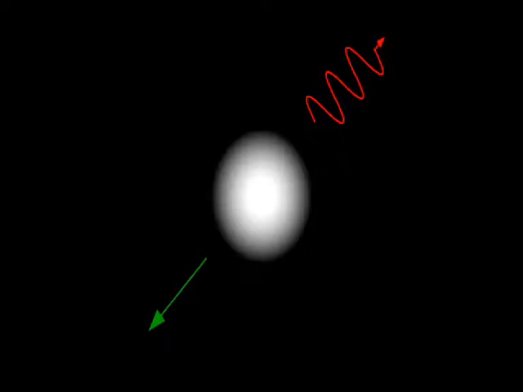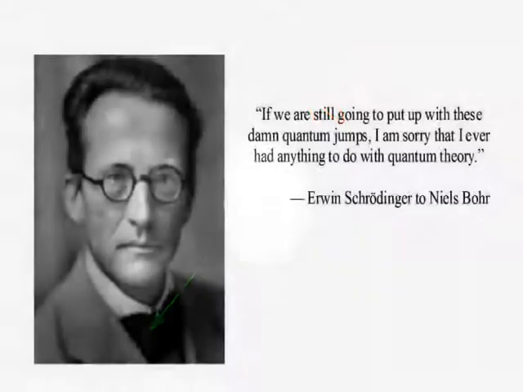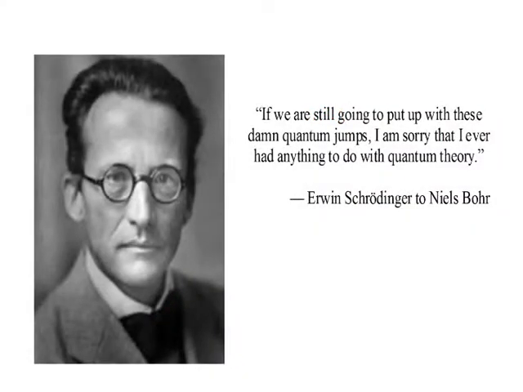The ironic result was that although Schrödinger's equation was a monumental triumph for physics, Schrödinger himself intensely disliked the conceptual framework in which it found its great success. He's quoted as having told Niels Bohr, "If we are still going to put up with these damn quantum jumps, I am sorry that I ever had anything to do with quantum theory." Bohr is said to have responded, "But the rest of us are extremely grateful that you did."